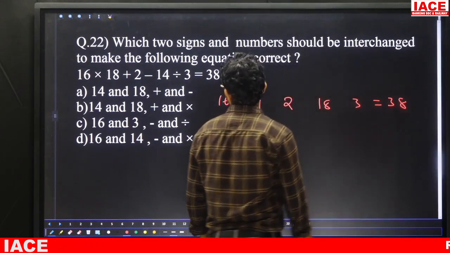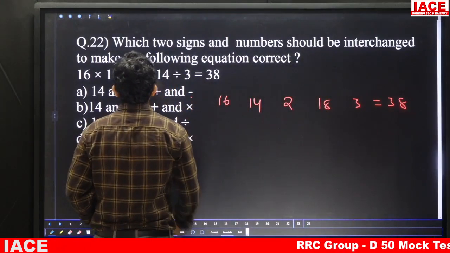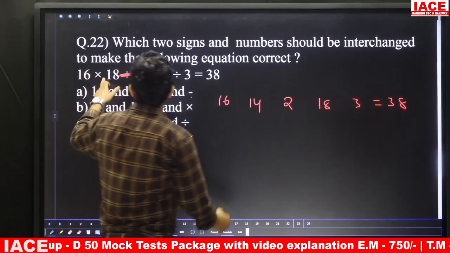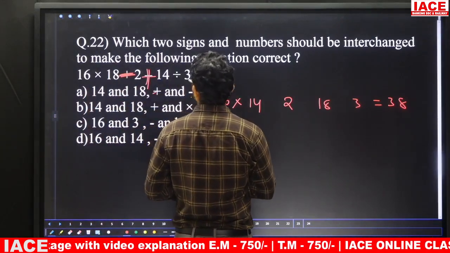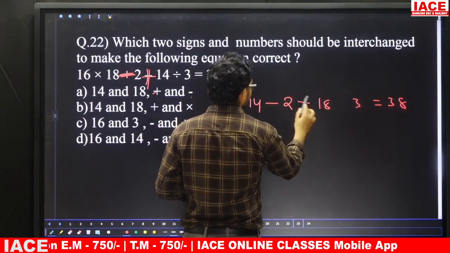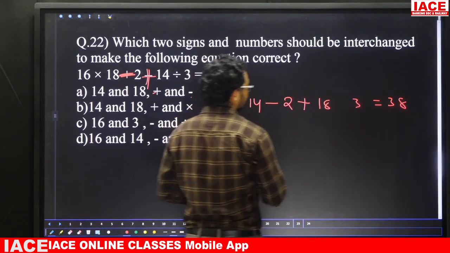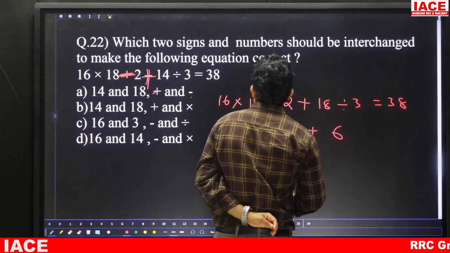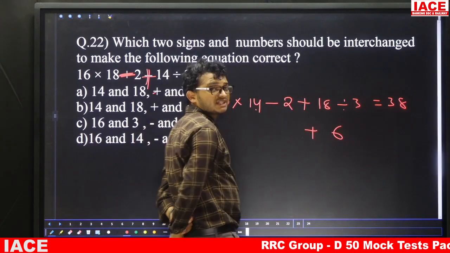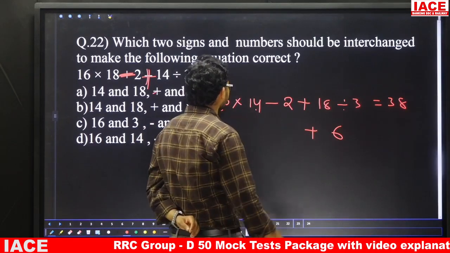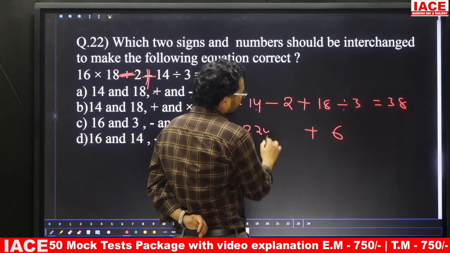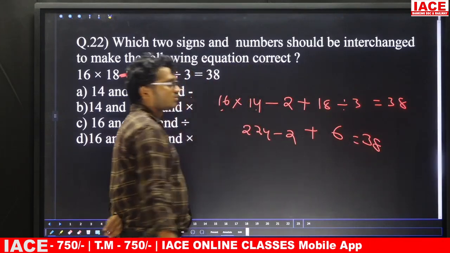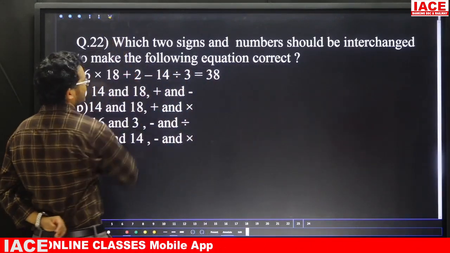Again, they give symbols also. Plus and minus. If plus is there means what? Minus. Minus is there means what? Plus. Now take here again one. 16 into 14 minus 2 plus 18 divided by 3. This one is what? Here 16, 14, between number is what? 15. 15 square 225. Minus 1 is what? 224. Minus 2 equal to here 38. This one at any cost there is no chance to get equal. So first option is no chance.